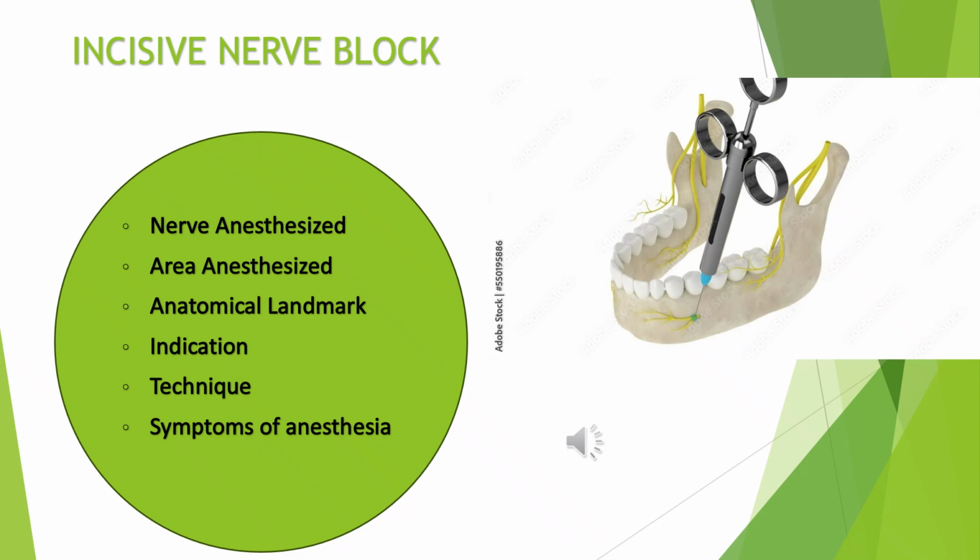Then it's indicated for anesthesia anterior to the mental foramen and the lower lip when, for some reason, inferior alveolar nerve block is contraindicated or unnecessary. The technique is also the same as that for the mental nerve block, except the needle point should penetrate into the mental foramen to anesthetize the incisive nerve adequately. The mental nerve will automatically be anesthetized at the same time.